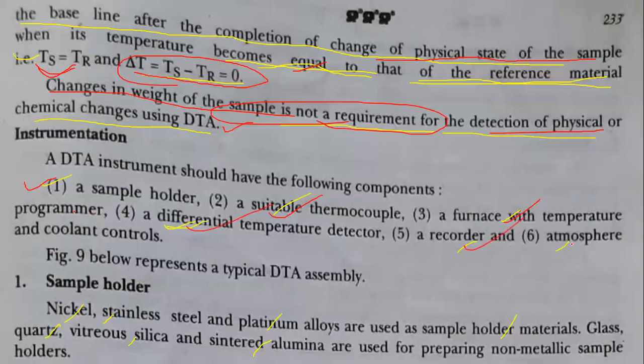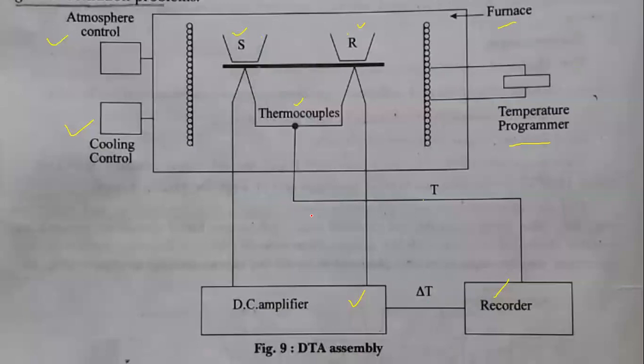A recorder is required, then atmosphere and the coolant are required. Okay, so first is a sample holder that may be made up of nickel, stainless steel, platinum alloy. A glass quartz or a vitreous silica and sintered alumina are also used for preparing the non-metallic sample holders. So this is what the diagram, if you see on your screen.